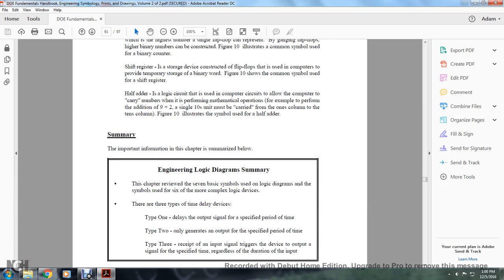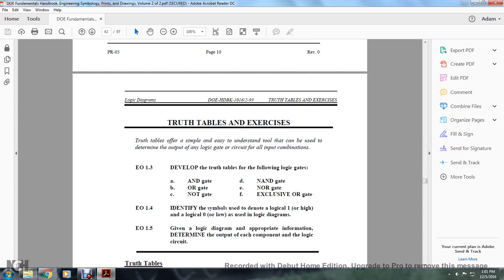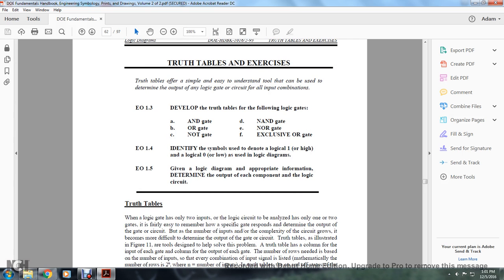Summary. The information in the chapter is summarized below. Engineering logic diagram. The chapter reviewed the 7 basic symbols of the logic diagram and the symbols used for 6 or more complex logic devices. 3 types of timer device. Type 1 delays the output signal a specified period of time. Type 2 only generates the output for the specified period of time. Type 3 receives the input signal that triggers this device and outputs the signal in a specified time regardless of the duration of the input.